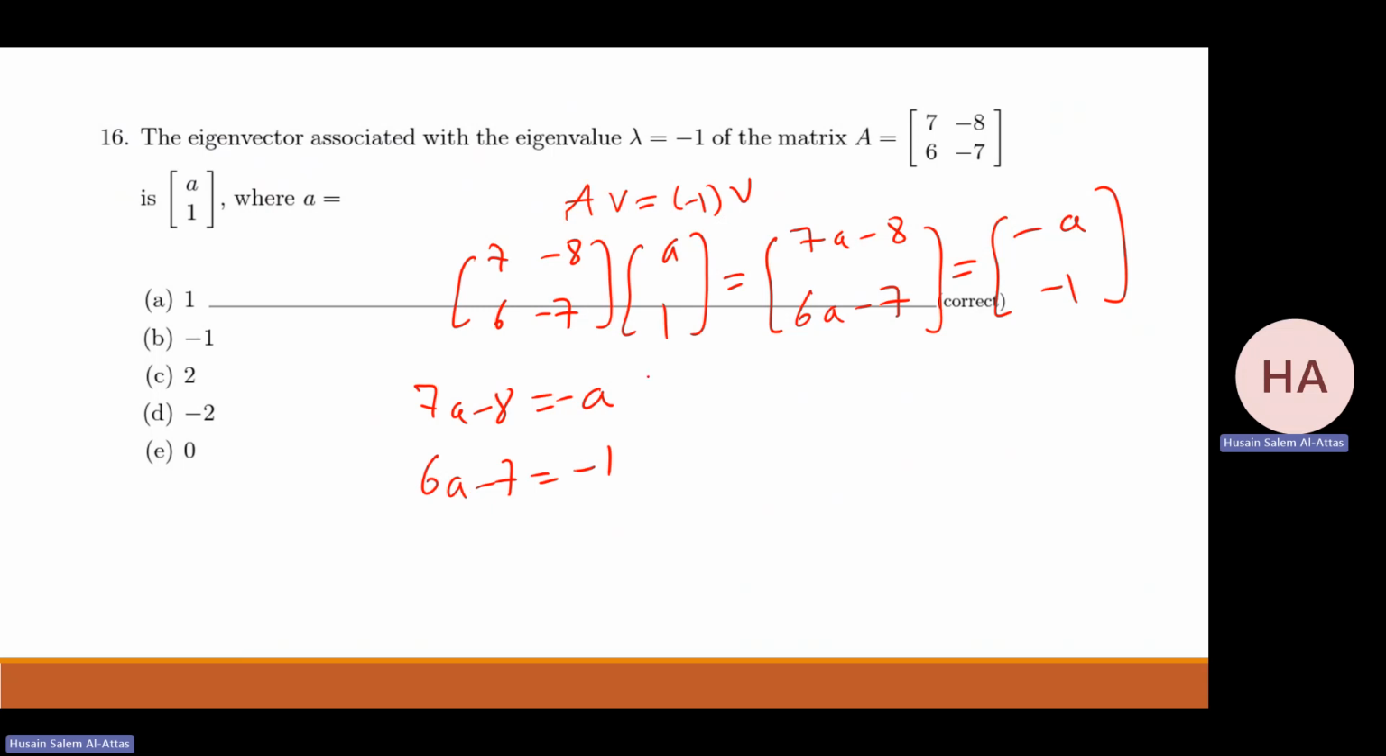Both should give you the same answer. Take this to the other side. So 8A equal 8, so A equal 1. Also the same thing here: 6A equal 6, so A equal 1. It should give you the same answer. So A equal 1.